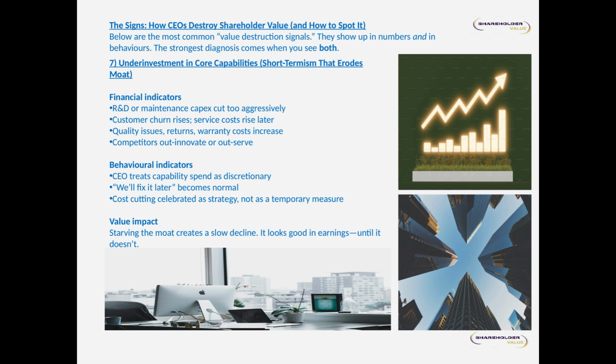Underinvestment in core capabilities often starts with cutting R&D or maintenance spending too sharply, which might look good on short-term earnings but leads to problems down the line. You'll see customer churn increase and service costs rise later on. Quality starts to slip, causing more returns and warranty claims. Meanwhile, competitors keep innovating or serving customers better.